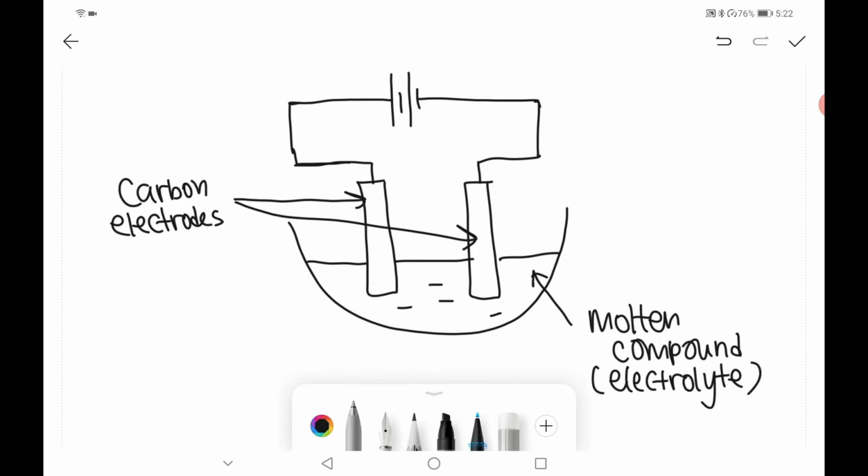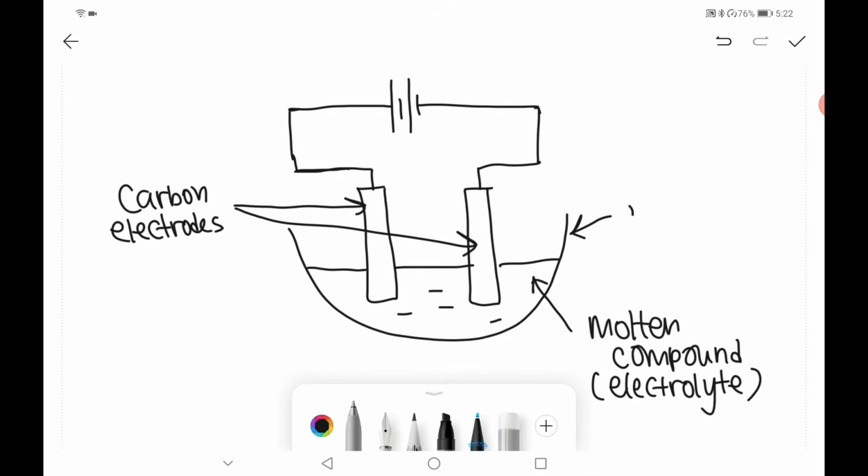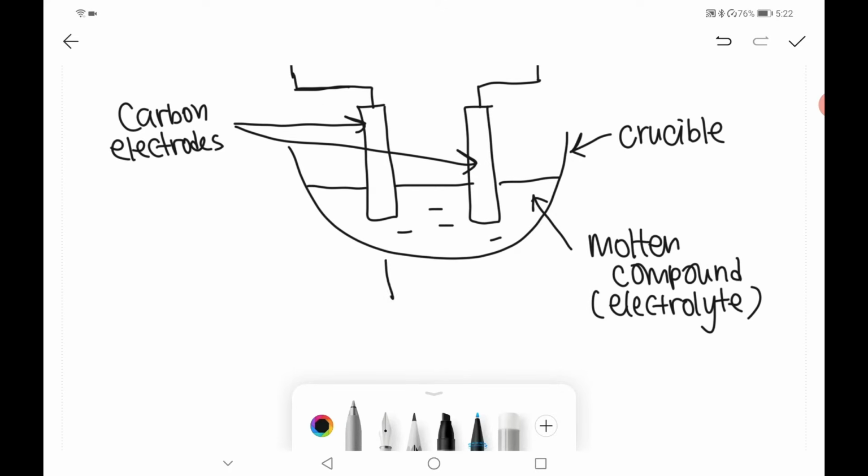Please refer back to the last lesson. And this is crucible. We use crucible because we want to melt a substance. To melt a substance, we need to heat it up. Glass cannot withstand high temperature, so we don't heat using a glass.